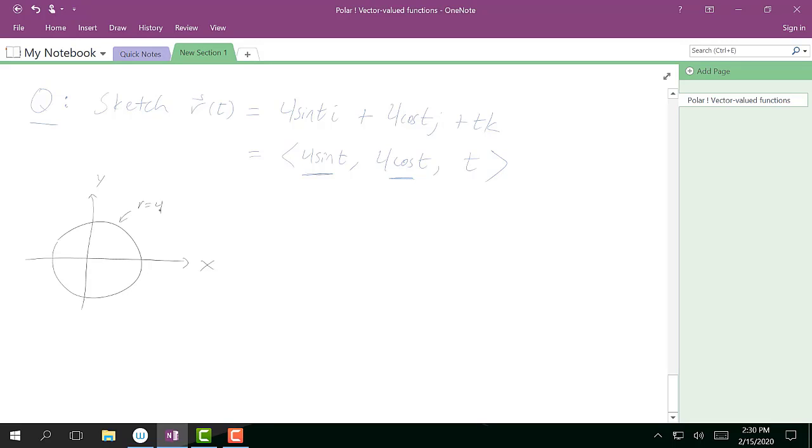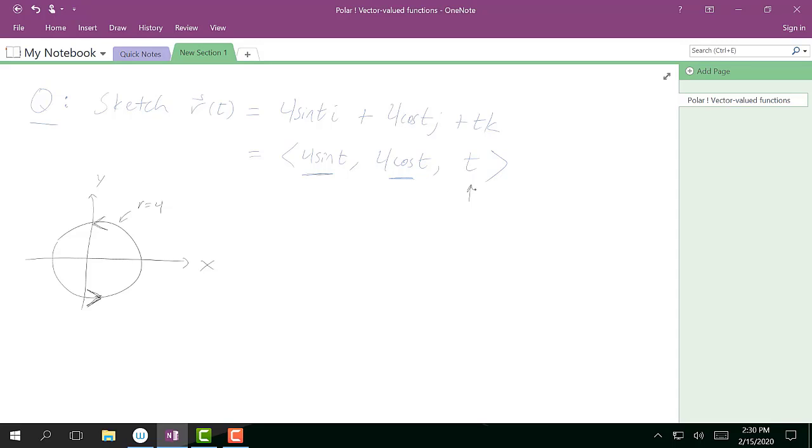So this is what I'm trying to say: this is a standard parameterization of a circle. In particular, when I do this, I believe I'm going counterclockwise. Let's imagine we cover up this t for a second and just look at the first two. As time goes on, all I'm doing is going around a circle counterclockwise.